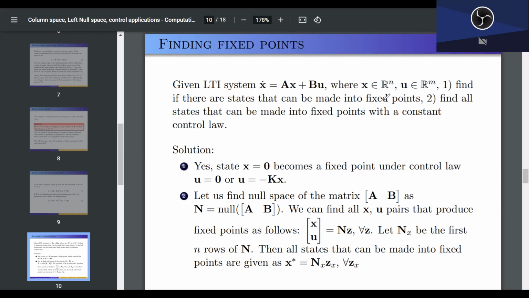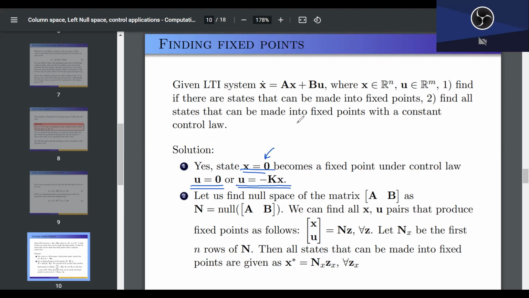So first question: if there are states that can be made into fixed points. Oh yes, x equal to 0 becomes a fixed point under this control law, which is a constant control law, or with this control law, which is a typical linear feedback. This is not a constant control law, notice, it is a linear feedback. But both make this a fixed point.